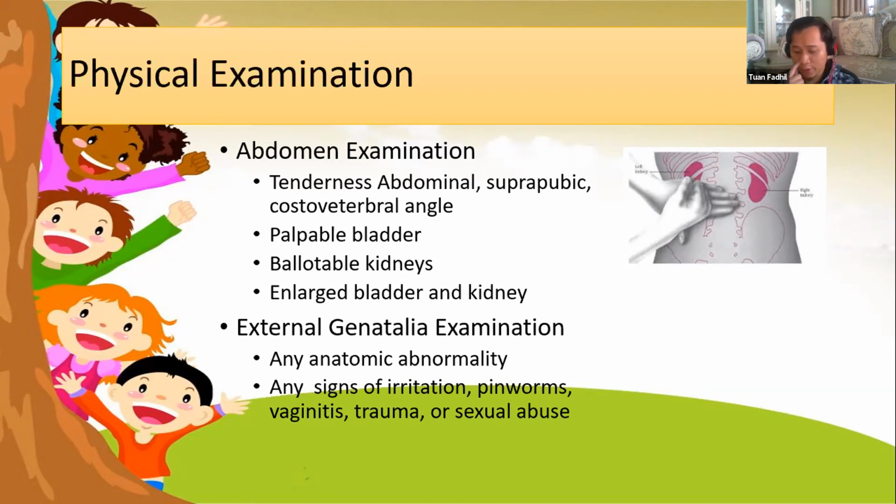So as you can see, for the abdominal examination, all the children with pyelonephritis have tenderness on the flank and also the costal angle, whereas for cystitis, it may have only suprapubic tenderness. So you can note the important points.